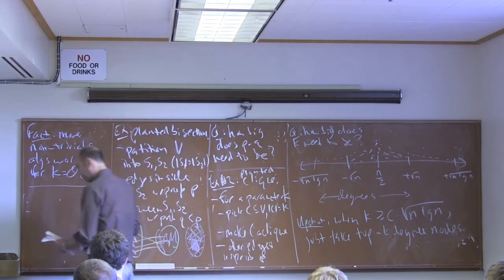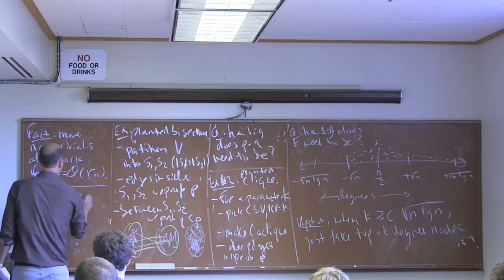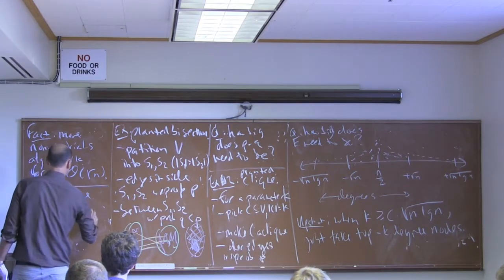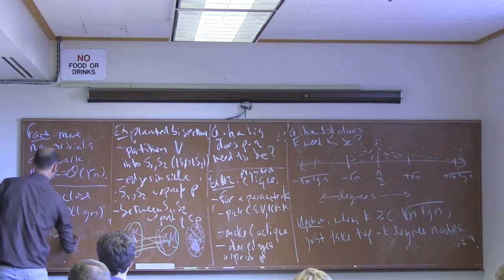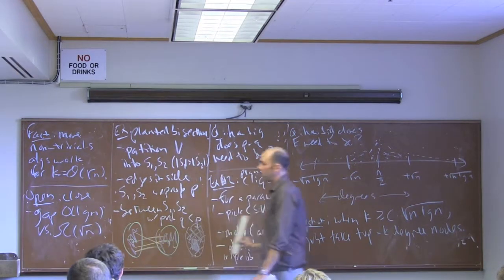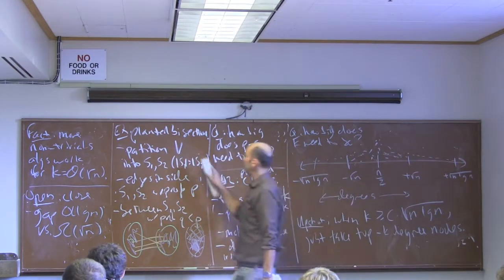Okay, so open: close the gap between O of log n versus omega root n. That's a major open question that really no one has any clue, I don't think, about how to improve either the upper or the lower bound.